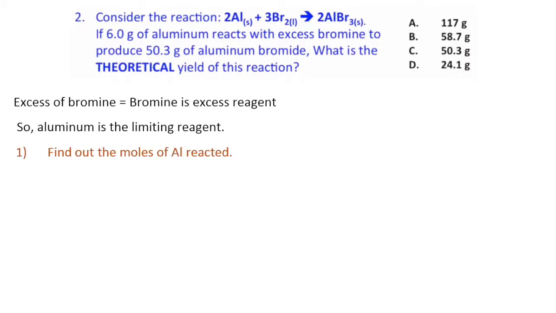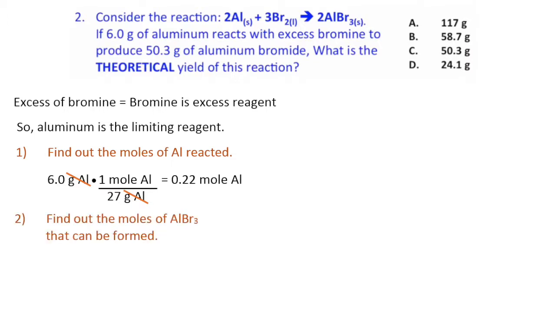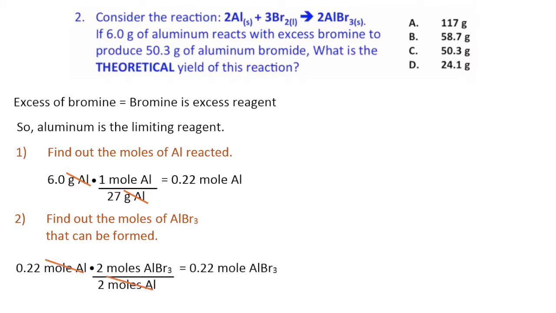So first we find out the moles of aluminum that reacts. 1 mole of aluminum has 27 grams. So we divide 6.0 grams of aluminum by 27 grams of aluminum, and we get 0.22 moles of aluminum reacted. Then we find out the moles of aluminum bromide that can be formed. From our equation, we can find that there are 2 moles of aluminum bromide for every 2 moles of aluminum. So we multiply and we should get 0.22 moles of aluminum bromide.